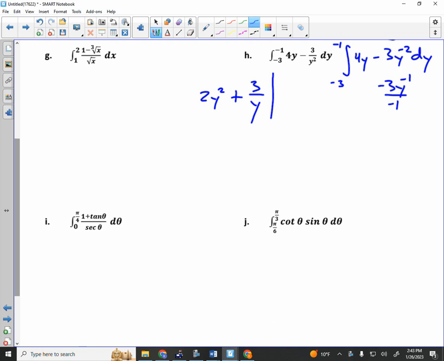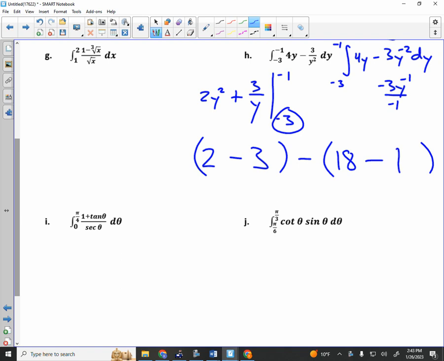I will evaluate that at negative 1 and at negative 3. Write my answer as a fraction here. Plug in negative 1. Negative 1 squared is 1 times 2 is 2. Plug in negative 1 and we get negative 3. Now I plug in negative 3. 18 and a negative 1. So I have negative 1 minus 17 is negative 18.